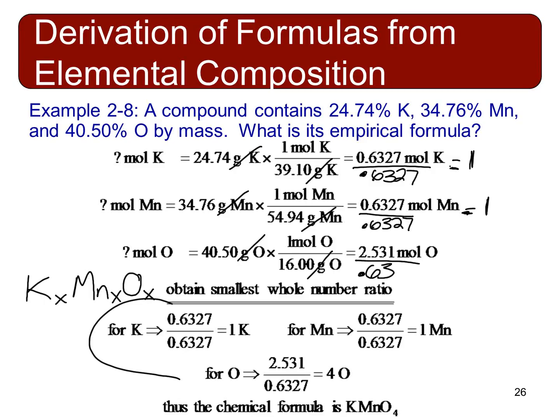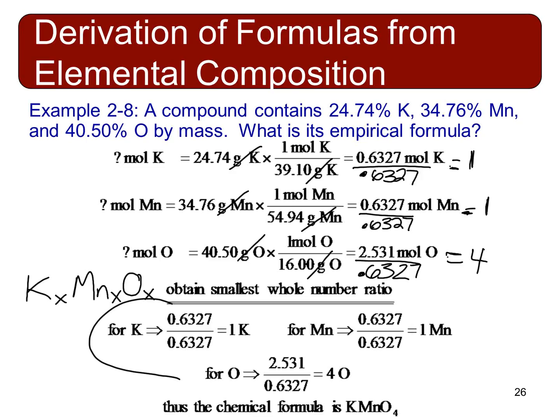It'll happen a lot, because a lot of times in your compounds you'll have one atom of each. Okay, and if we divide 2.531 by 0.6327, we end up with 4. Basically you're just dividing by the smallest number, and this gives you your smallest whole number ratio, and you're solving for the number of atoms.